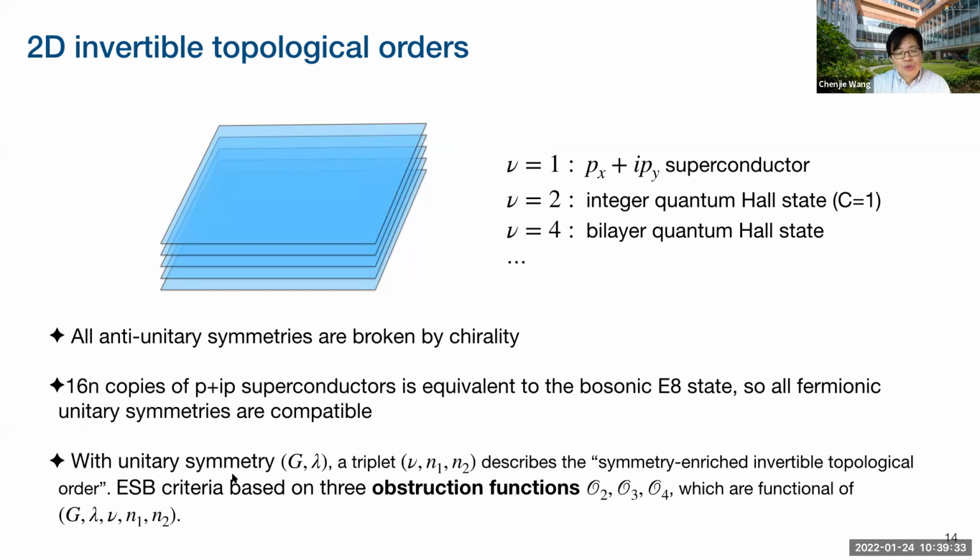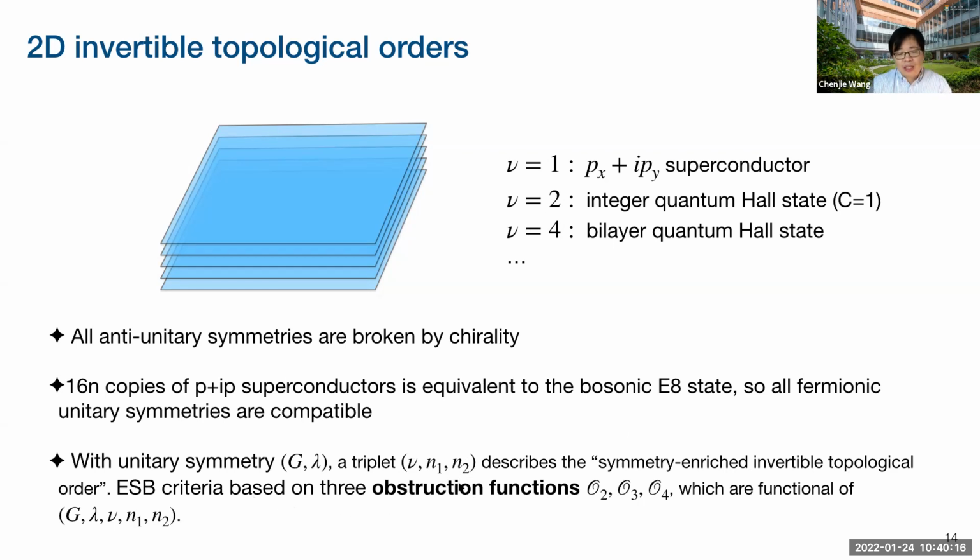modulo 16. So with unitary symmetry, I'm going to show you that we can define a triplet to describe the so-called symmetry-enriched invertible topological order, because once we want to add some symmetry, we need some data to describe how the symmetry interacts with this invertible topological order. And this nu indexes the intrinsic topological order. And there are two functions, N1 and N2, which I will describe in a moment. And they can be defined quite physically.